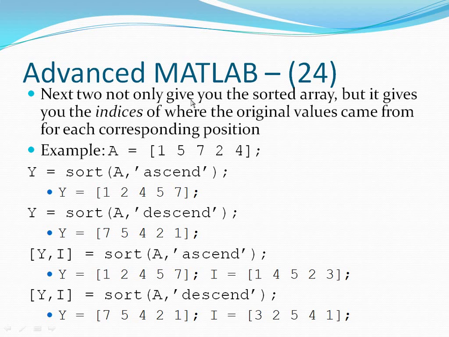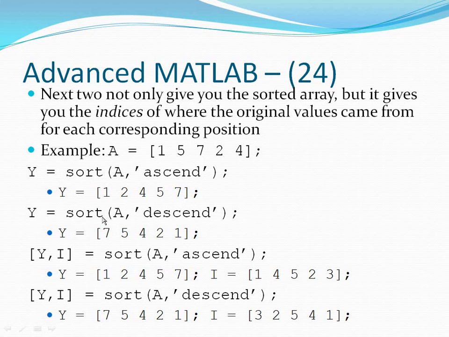So for example, if I had this array, 1, 5, 7, 2, and 4, and I were to sort it in ascending order, it just makes it in the following order: 1, 2, 4, 5, and 7, which makes it ascending. If I want to make it descending, you do the same thing. You just do A and then descend, and it'll sort in descending order.